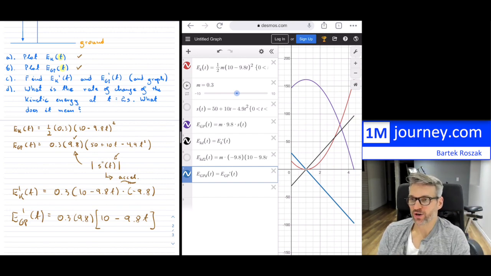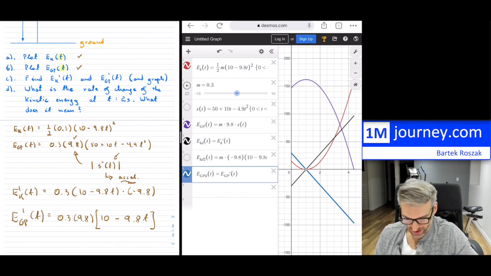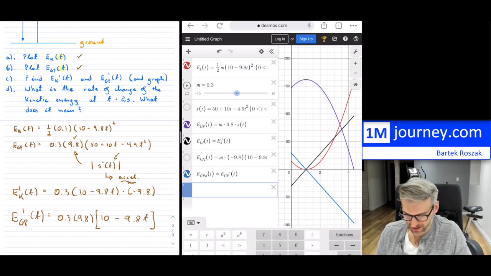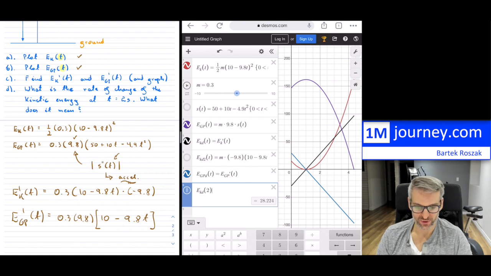Now the last part, which is D: what is the rate of change of the kinetic energy at t equal to 2 seconds? So within here, at 2 seconds, I mean, sure, I can substitute it in, use my calculator, but on Desmos, I already have this. So I'm going to do the, I call this KD, right? This is at 2 seconds. That's 28.224 joules, right? And this is joules per second.